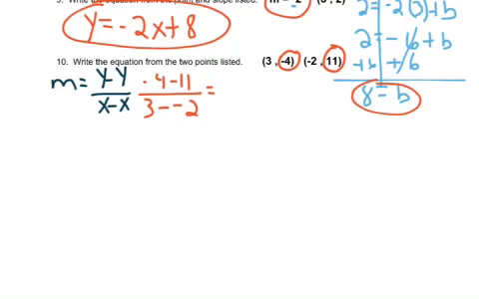-4 minus 11 is -15, and 3 minus -2 is a +5. When I divide, I get -3 for my slope. So remember, once you have your slope, you can start writing your equation. Y equals -3x plus b.